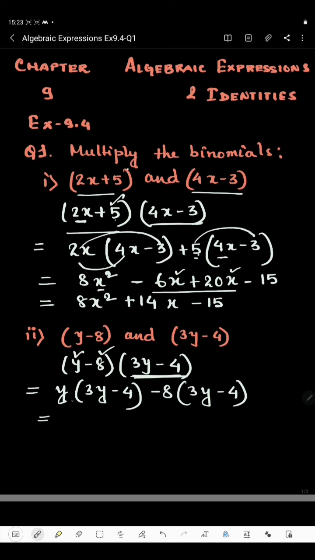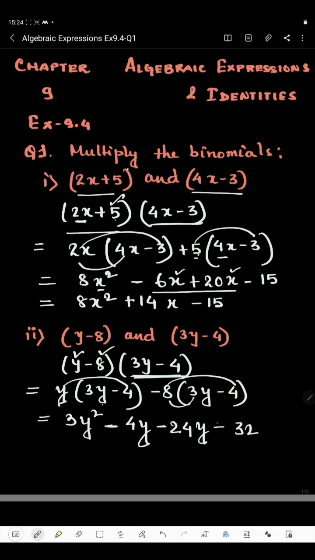Now y into 3y, it will be 3y square. Now minus sign, y should be multiplied by the second term, so it will be 4y. Now minus 8 is multiplied by 3y, so 8 threes are 24, and since 8 has a negative sign, it's minus 24y. Then minus 8 multiplied by minus 4: 8 fours are 32, and minus minus will become plus.